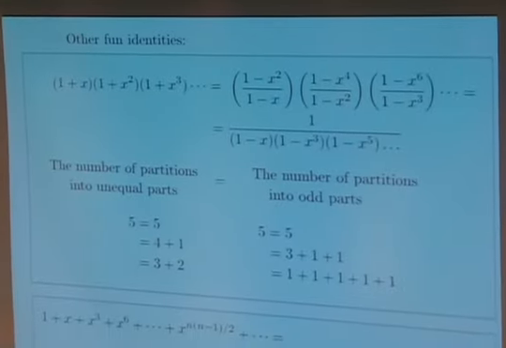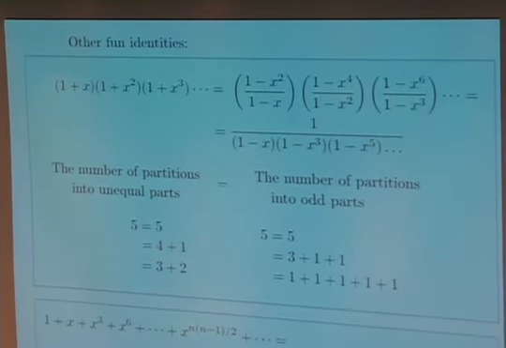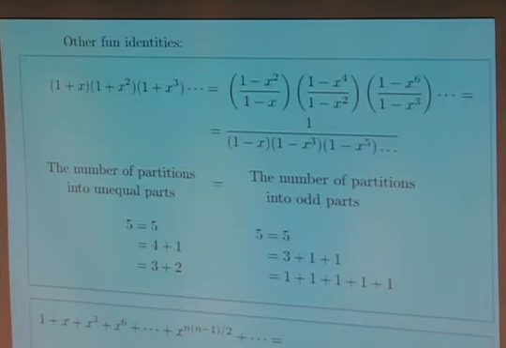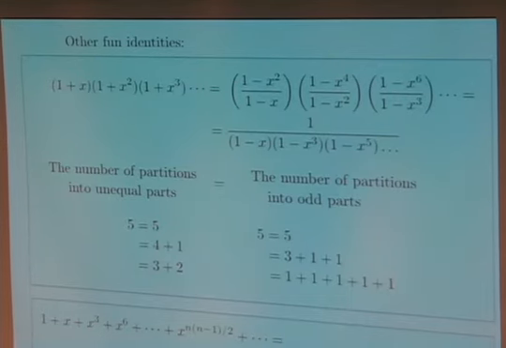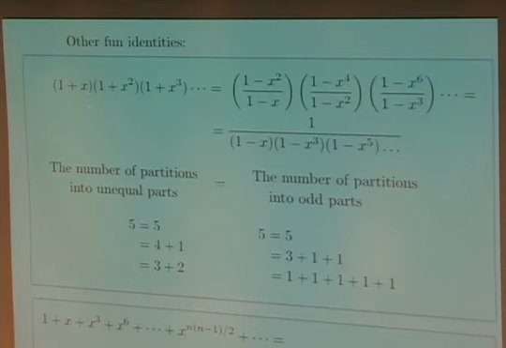Here, this is just for your own amusement. It has nothing to do really with the rest of the talk. If I take a product like this, if you understand Euler's proof from the previous slide, if I want to expand this product out in powers of x, I'm going to be counting partitions where the number of ones in my partition is either 0 or 1, the number of 2s is 0 or 1, the number of 3s is 0 or 1. So this is going to be a generating function for the number of partitions into unequal parts.